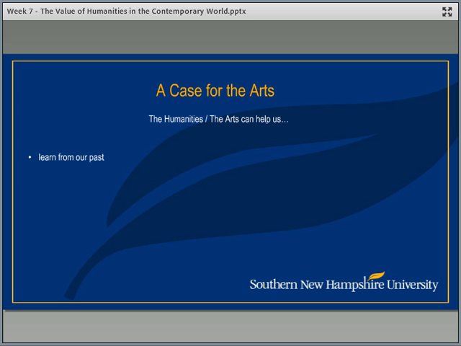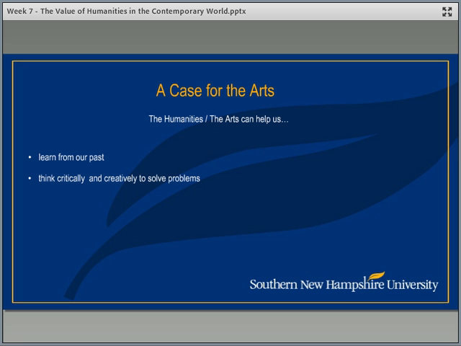So we can think about the humanities and the arts as helping us to learn from our past when we are able to look back at artifacts and ideas that have come before us. It can help us to understand the way people lived in the past. It can help us to improve upon life in the past. It can help us to avoid past mistakes and so forth.